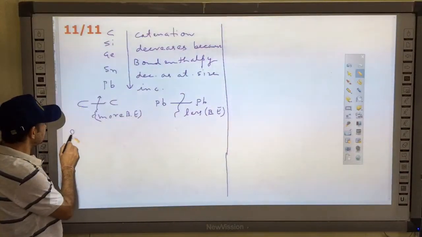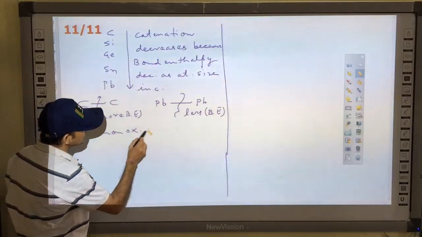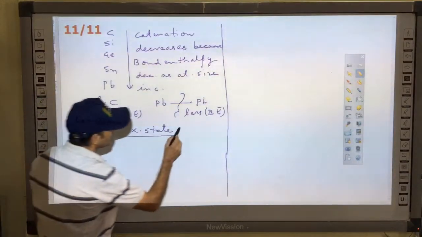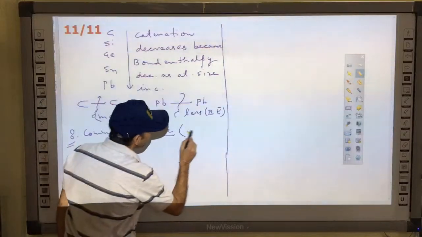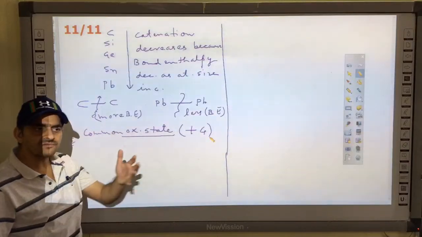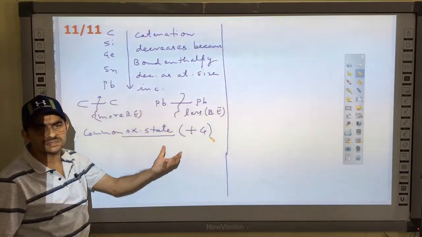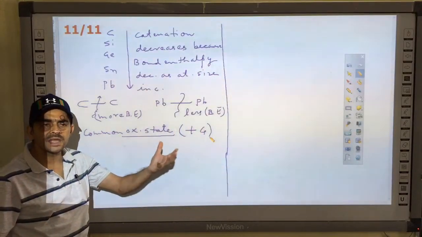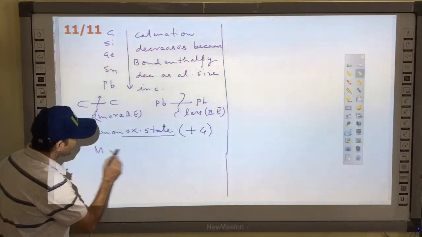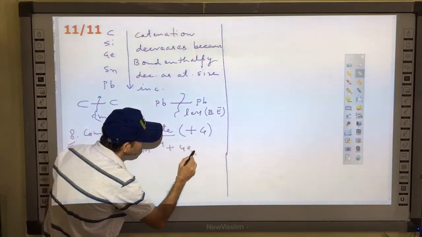Common oxidation state. This is very important. Group 14 elements exhibit a common oxidation state of +4. +4 means that after losing 4 electrons, they form tetrapositive ions. To become stable, they can lose 4 electrons. Metals can form this tetrapositive ion by losing 4 electrons.